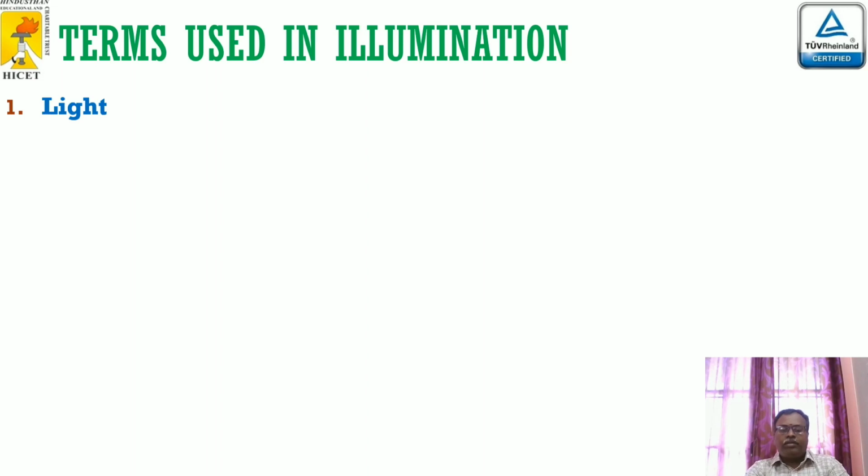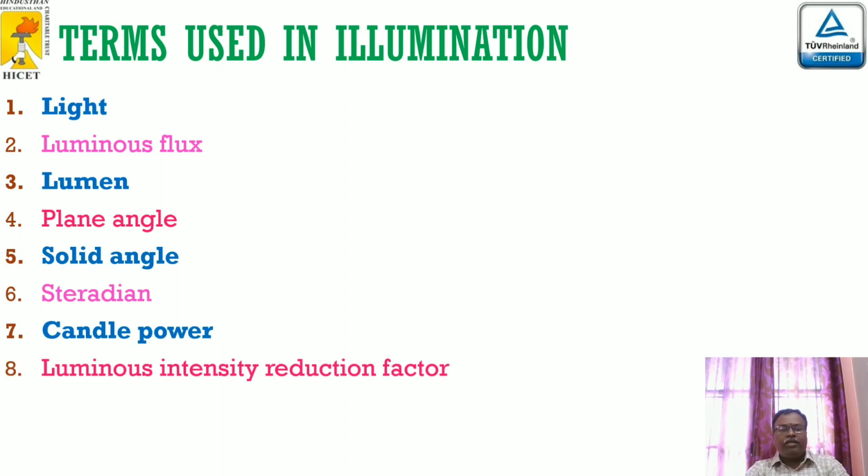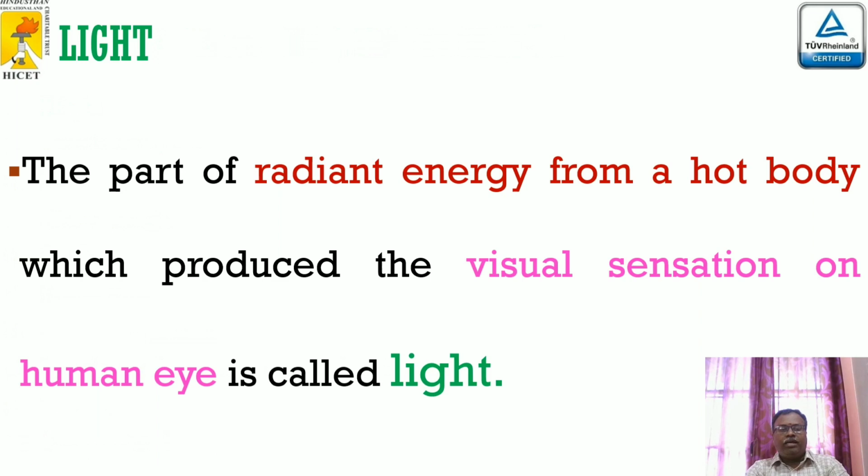And what are the terminologies used in illumination? Light, luminous flux, lumen, plane angle, solid angle, steradian, candle power, luminous intensity, reduction factor, glare, and lamp efficiency. So first we will start with light. So what is light? The part of radiant energy from a hot body which produces the visual sensation on the human eye is called light.